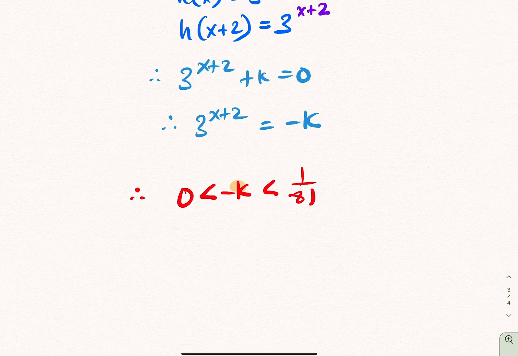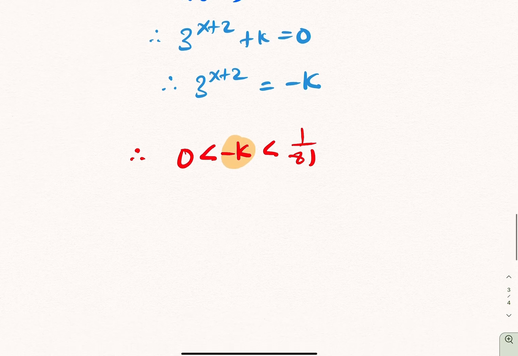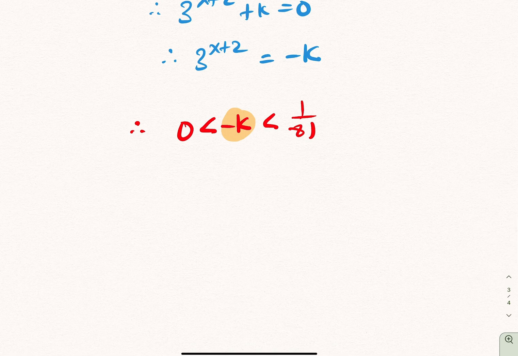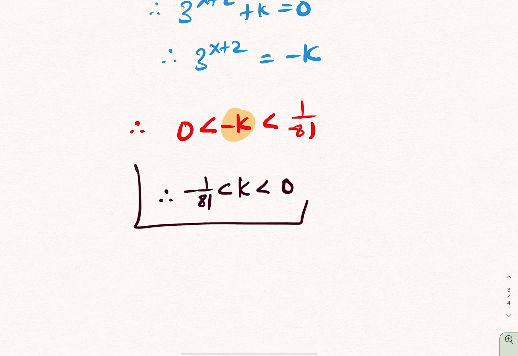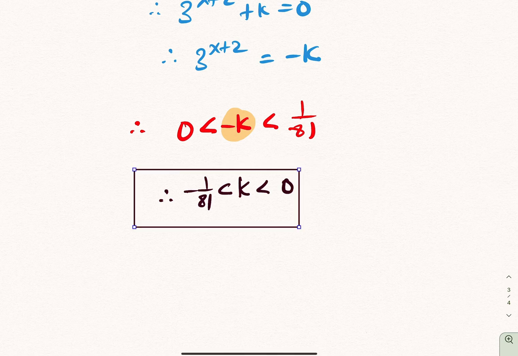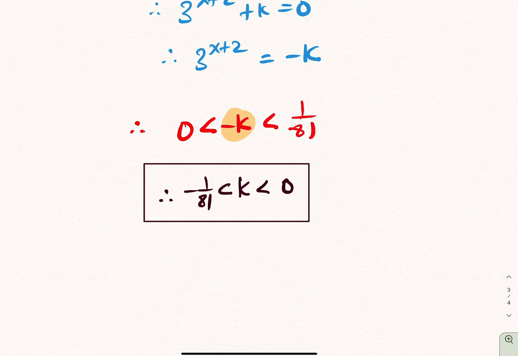Your y is now replaced by -k. So you just need to divide throughout by a negative and get your value of k. If we divide by a negative, the inequality changes. That becomes -1/81 less than k, less than 0. So this is your solution to that particular problem. That should really be easy, you know. And this is how you go about this one.